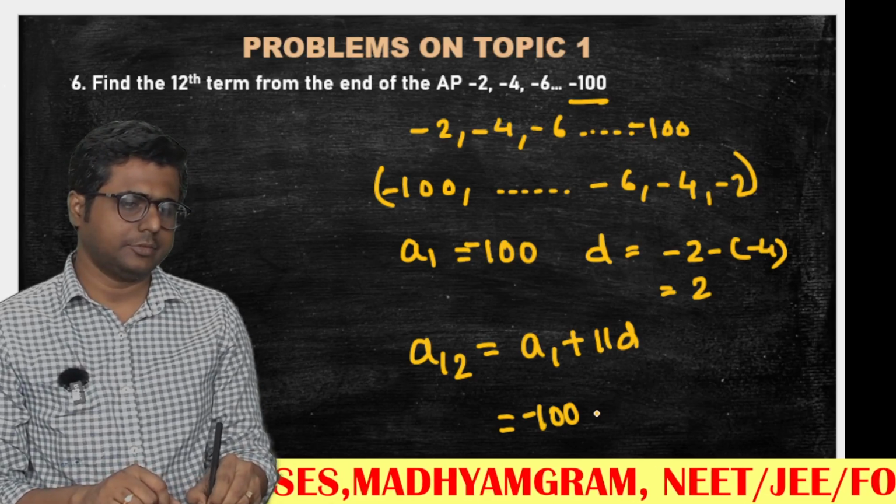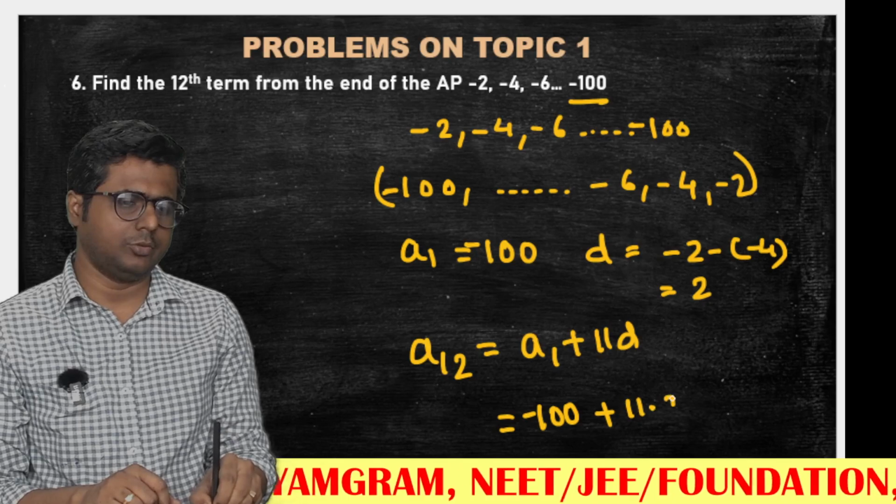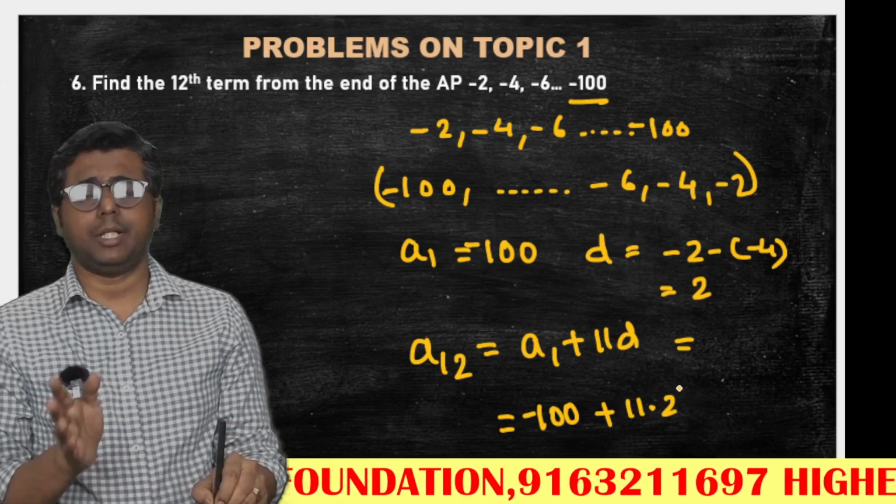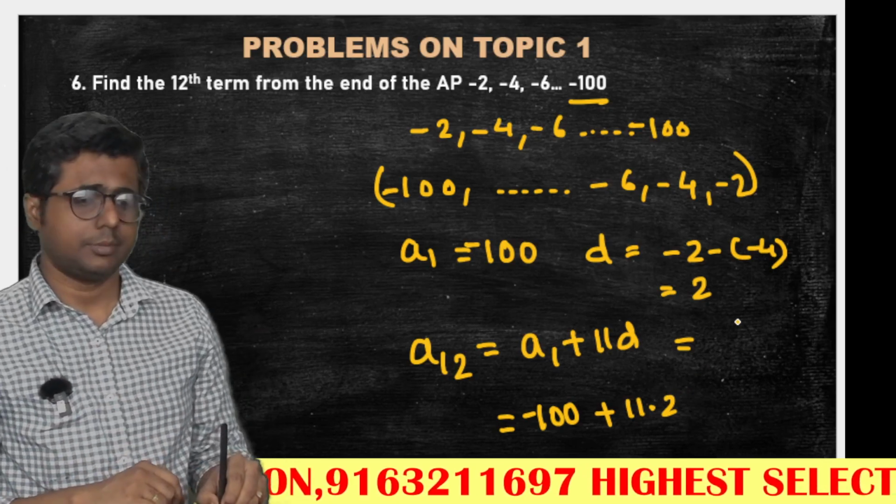So minus 100 plus 11 into 2. So it is coming out to be minus 100 plus 22. The answer will be minus 78.